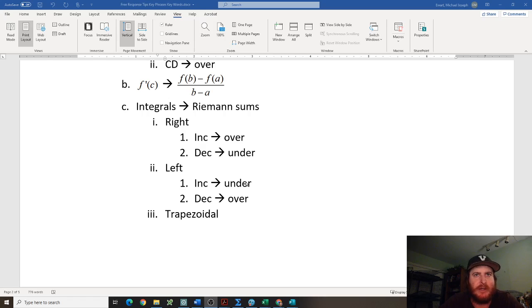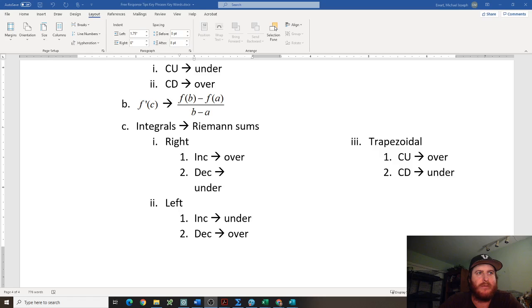For left, increasing is under, and decreasing is over. And for trapezoid, I didn't put this in here, but I'll add it right now. For trapezoidal, concave up is over, concave down is under. You can do this by graphing it and just drawing a trapezoid underneath it. But if you forget, here's my shortcut.